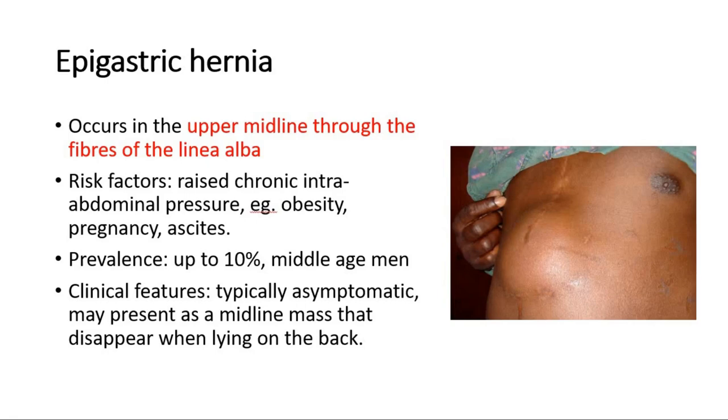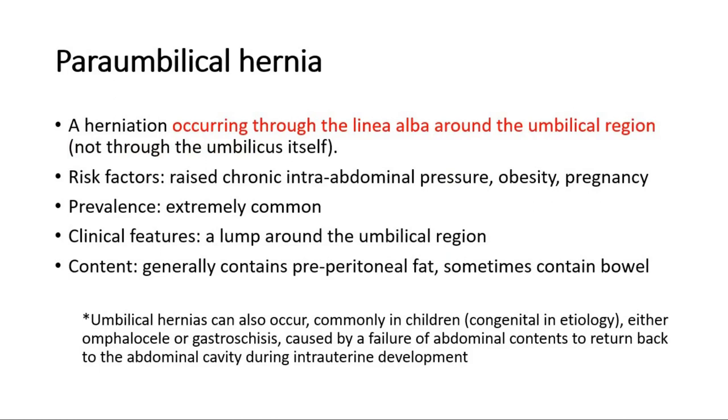They are relatively common with a prevalence up to 10%, mostly affecting middle-aged men. Whilst typically asymptomatic, they may present as a midline mass that disappears when lying on the back. Second is the paraumbilical hernia. A paraumbilical hernia is a herniation occurring through the linea alba around the umbilical region, not through the umbilicus itself.